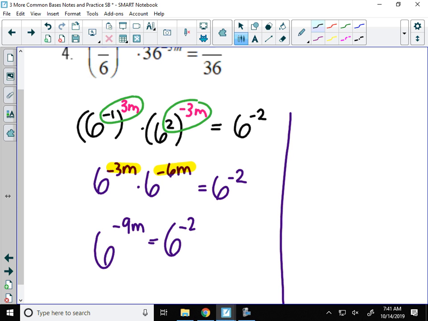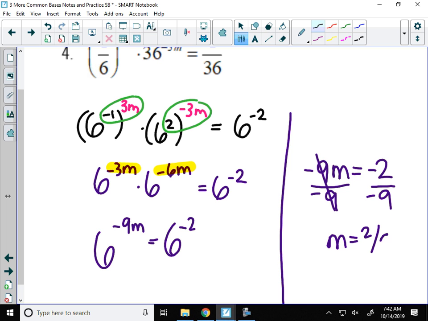Now because I have the same base, I can set the exponents equal to each other, and negative 2 divided by negative 9 is 2 ninths.